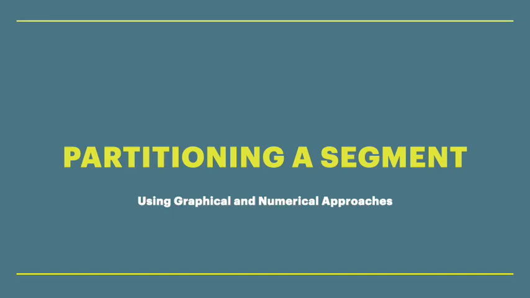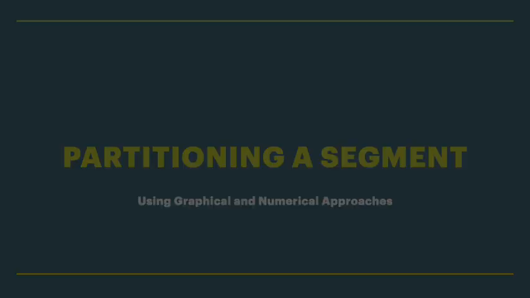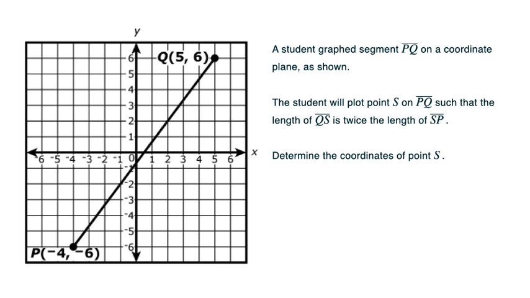In this lesson, you'll be learning how to partition a segment. We'll use a graphical and a numerical approach. Here's our first example. A student graphed segment PQ on a coordinate plane as shown. The student will plot point S on PQ such that the length of QS is twice the length of SP. Determine the coordinates of point S.